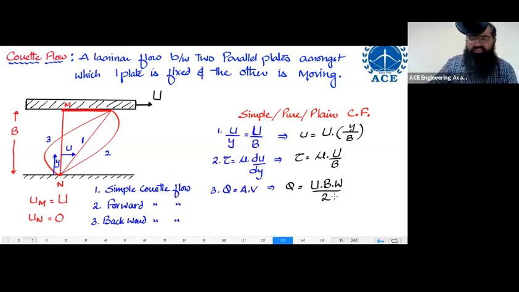These are the values for simple Couette flow. Now these are very simple values. Now I am going to define Couette flow in a manner you will understand easily. First of all, you take a snapshot of this particular slide. Now you see, look at this thing.